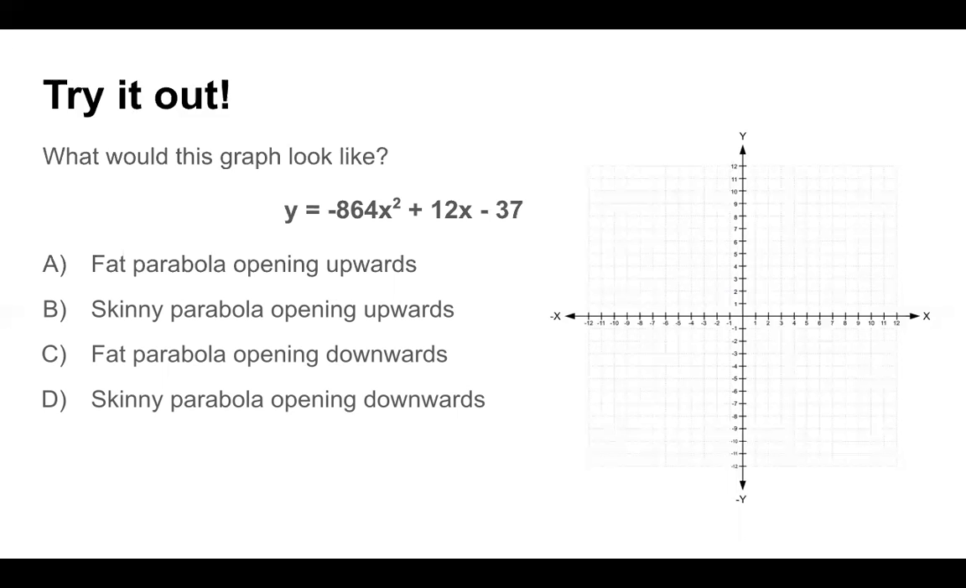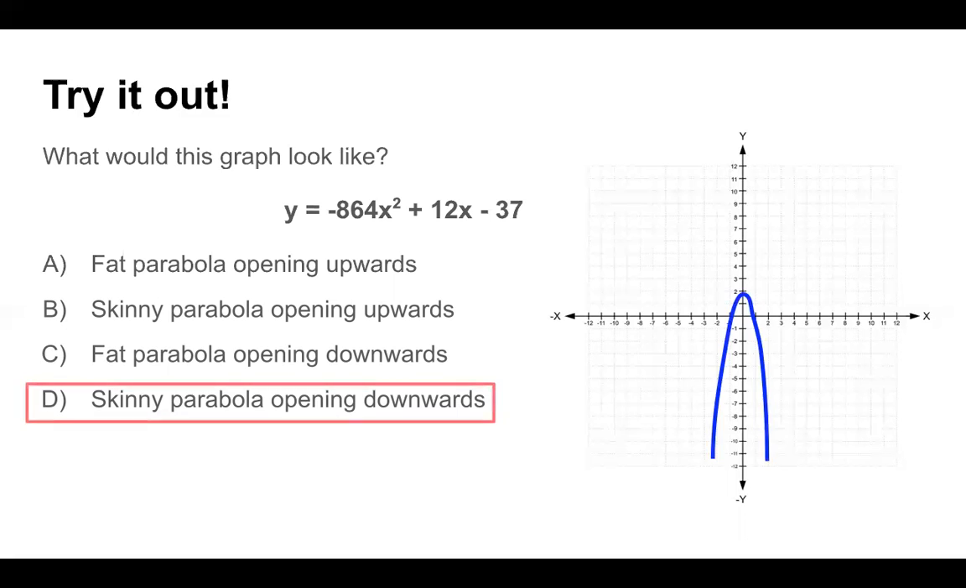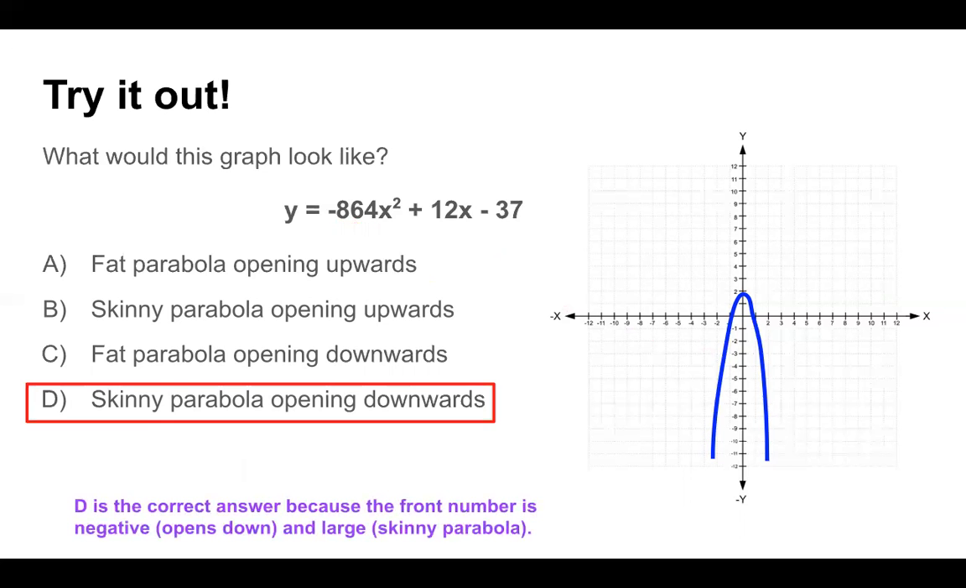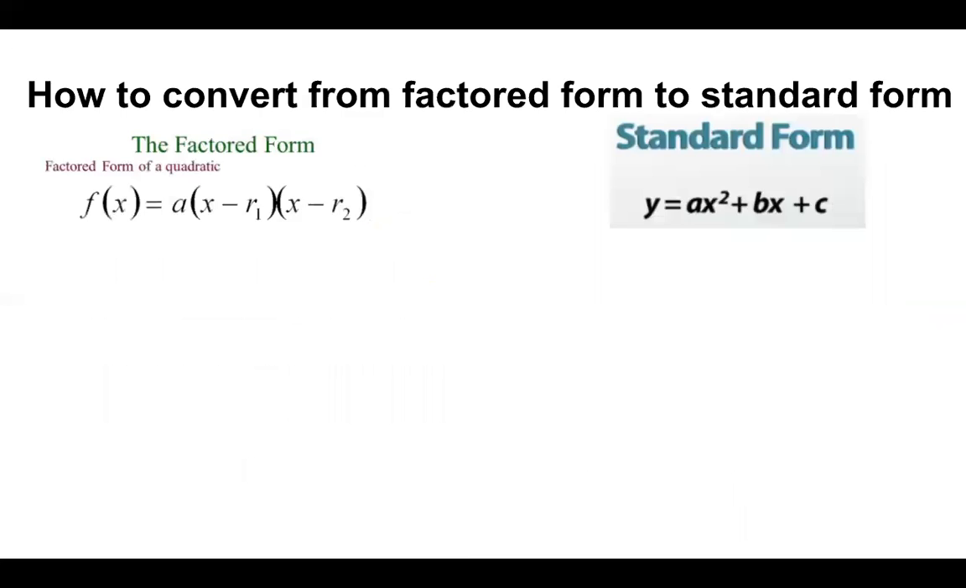If you don't need any more time, and you said a skinny parabola opening downwards, you're right. That front number is negative. We can see it's negative 864. The negative tells us it opens downward. And that big number, 864, tells us that this parabola must be pretty narrow. Yeah, look at us visualizing a graph just by looking at the standard form. My goodness, look at these skills. So D is the correct answer. Yeah, I already explained that.